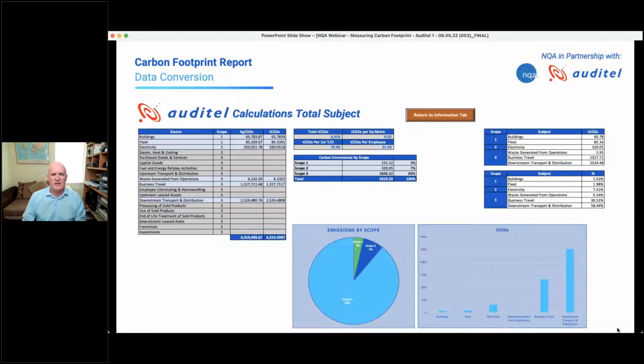Other ways of measuring is by scope, by tonnage, and by percentage. And by doing this, you start to identify areas that could be of concern, or hotspots. If you see in this example, 89% of their carbon emissions comes from scope 3. And if we drill back to the table on the left-hand side, we can see the majority of that comes from business travel and downstream transportation and distribution. That allows the organisation to start looking at those areas to see what we can do to reduce our emissions from there.